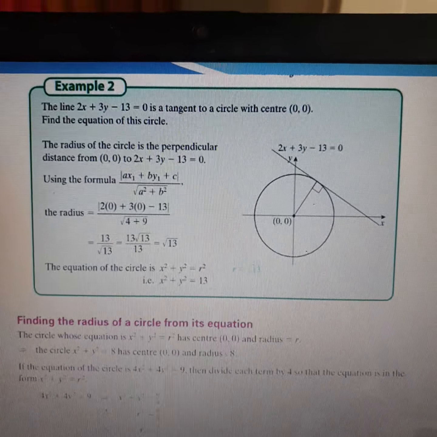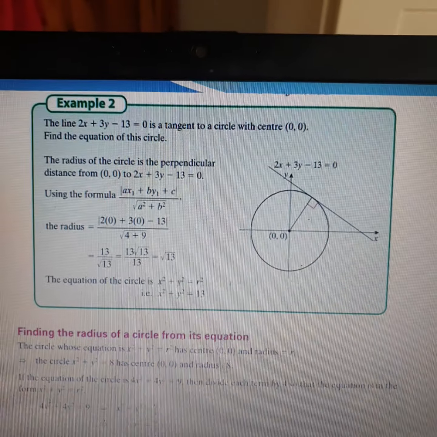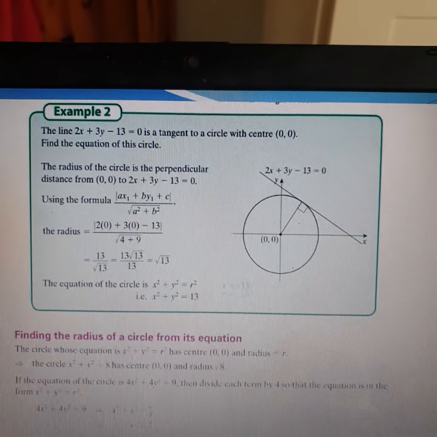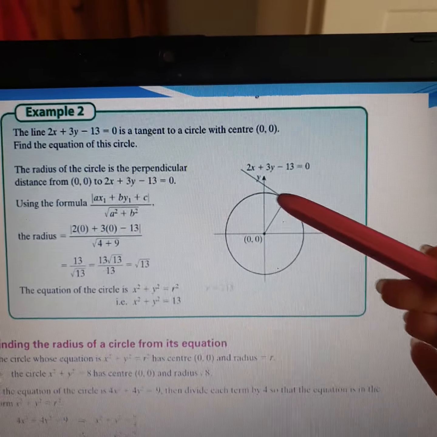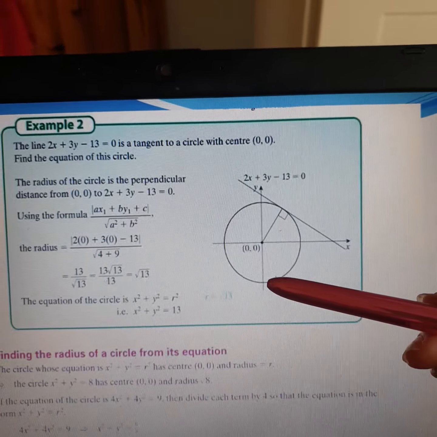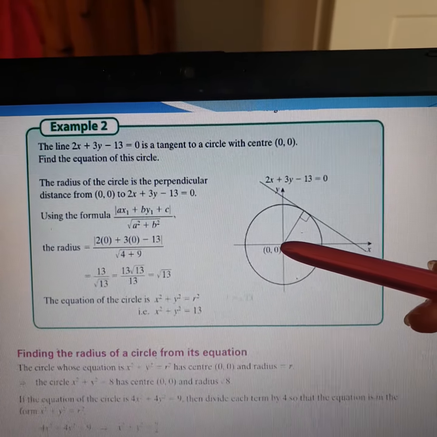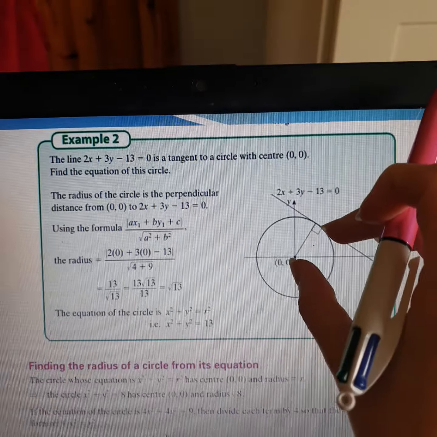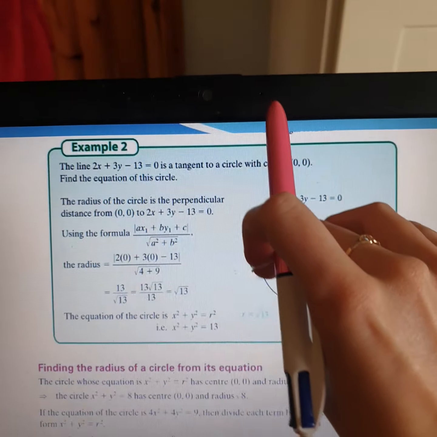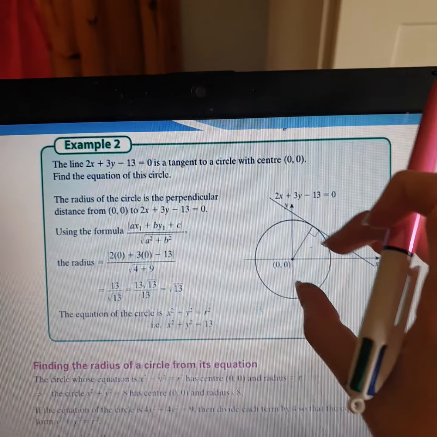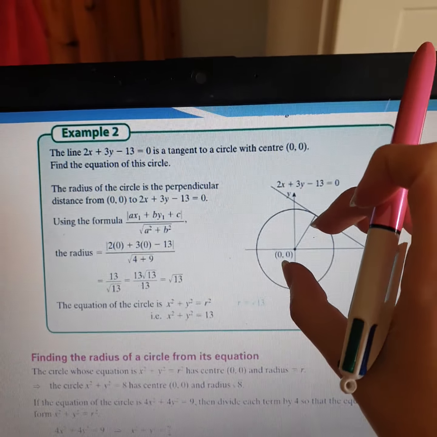Okay, so this is kind of like this question here then, an example. The line 2x plus 3y minus 13 is equal to 0 is a tangent to a circle with centre 0, 0. Find the equation of the circle. So they just do a little sketch. You can do a sketch, you can mark them in if you want, but remember the origin is 0, 0, that's the centre of the circle. So if you got your compass and put it here and placed it all the way around and drew your circle, you'd have it drawn accurately.